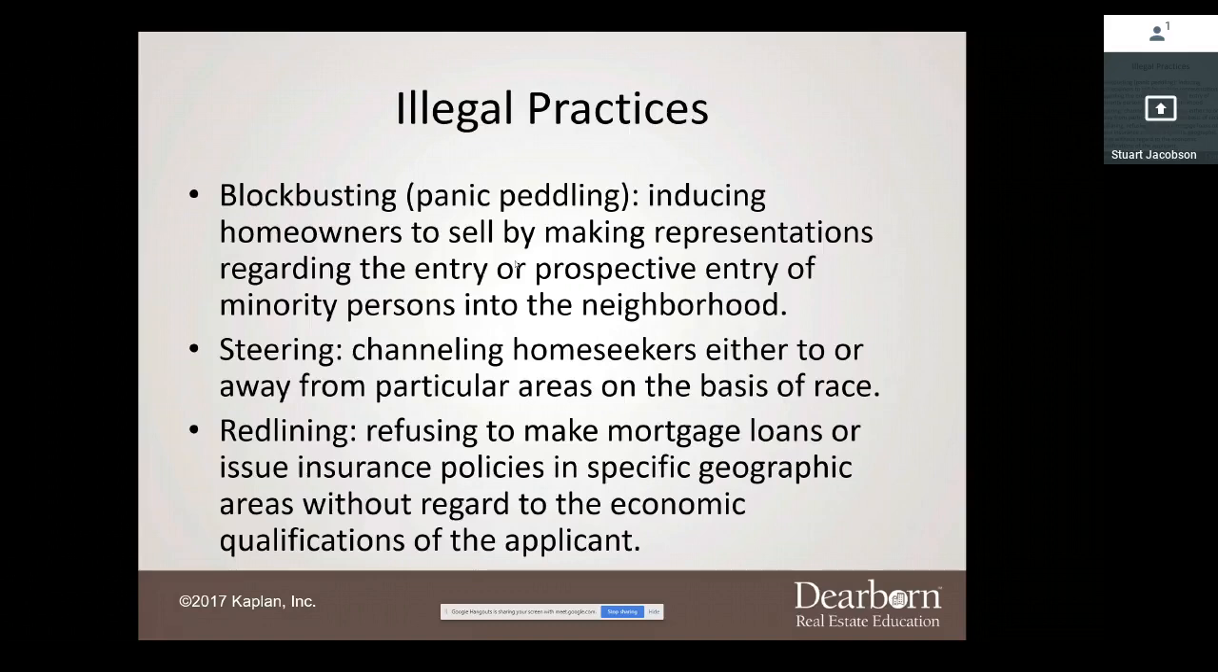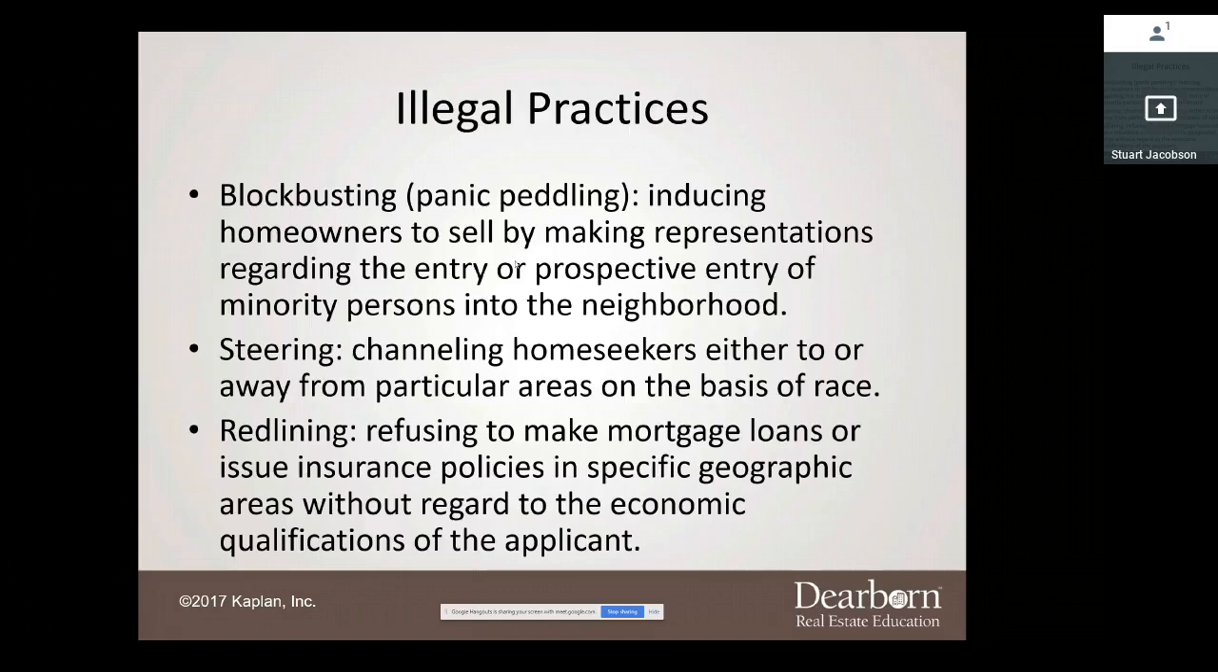Now, in my opinion, if members of a religious organization happen to try to ask you to sell, there's nothing wrong with people being asked to sell a home. Are you in the market to sell? I know people who are soliciting people in Southern Monmouth, Northern Ocean, saying, hey, are you interested in selling your home? That is not panic peddling. That is not blockbusting.